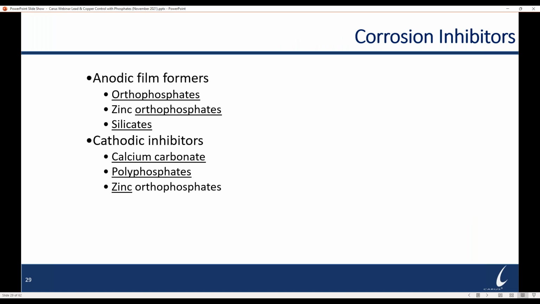So when we talk about corrosion inhibitors, if you're using something that's an anodic film former, it would be the orthophosphate portion. If you're using a zinc ortho, it would be the orthophosphate portion of the zinc ortho. And a silicate would also be an anodic film former. On the cathodic side, things like calcium carbonate, polyphosphate, or the zinc portion of a zinc orthophosphate would be cathodic inhibitors. So you can have protection on both the negative and positive side in a system if you're using a product that combines multiples of these. So if you've got a zinc ortho, you have both sides. If you have an ortho poly blend, you have both sides of this corrosion cell.